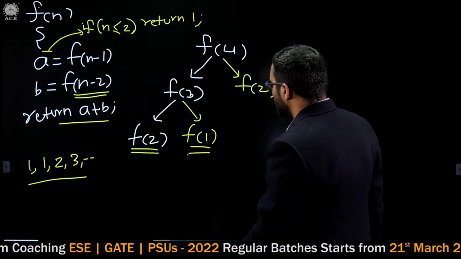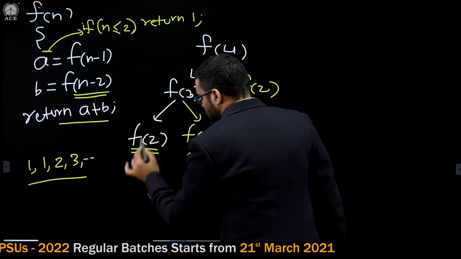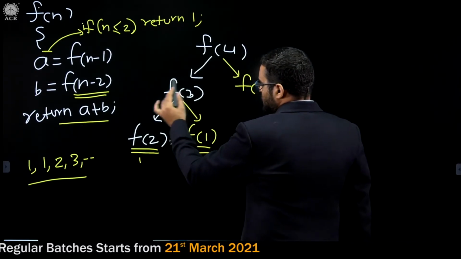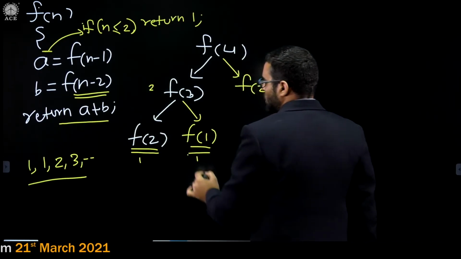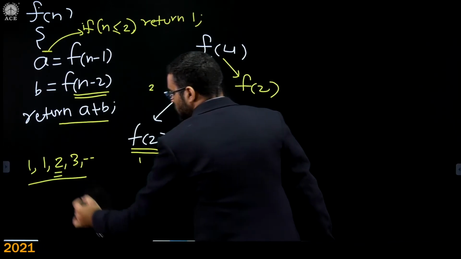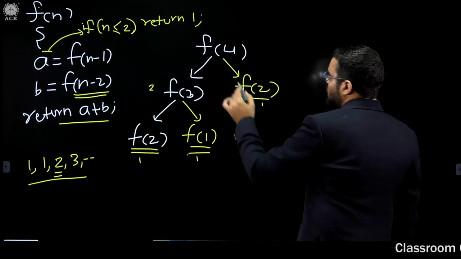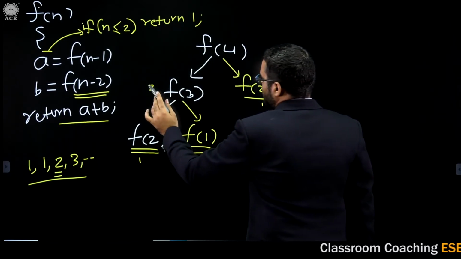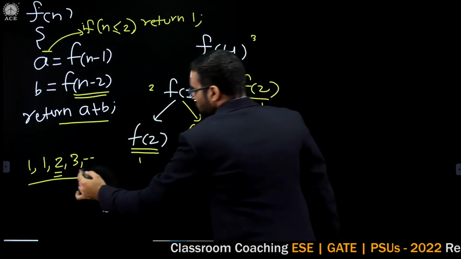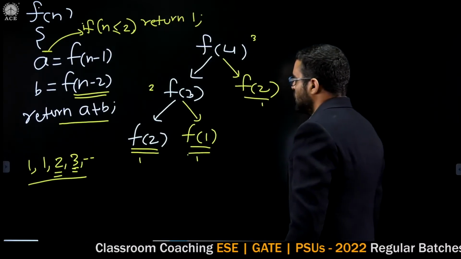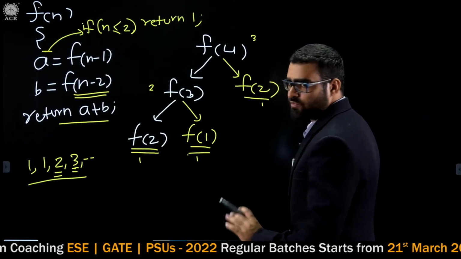Now you can notice here, this f1 will return value 1, f2 will return value 1, and finally f3 will return a plus b, that is value 2. So f3 is equal to 2. Next, f2 will return value 1, and finally f4 will return a plus b, meaning 2 plus 1, that is 3. So f4 is equal to 3. This is our activation tree for the function f4.